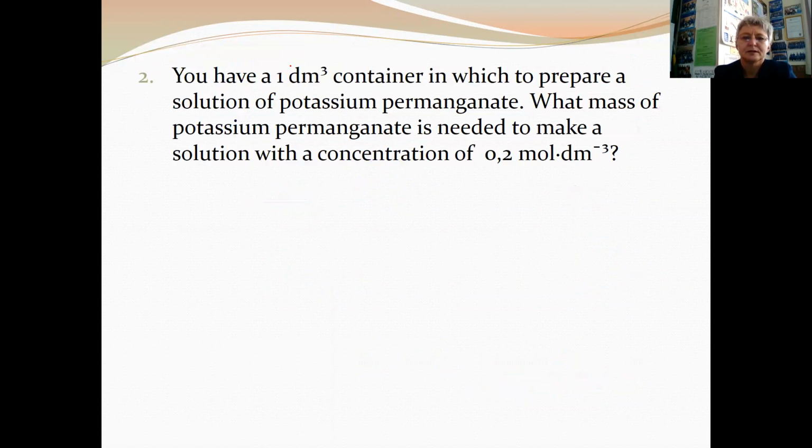Right, the next example says you have a 1 cubic decimeter container in which to prepare a solution of potassium permanganate. What mass of potassium permanganate is needed to make a solution with a concentration of 0.2 mole per cubic decimeter? So they give us the volume of the solution, they give us the concentration of the solution, and they're asking us for the mass. To do this, I need to know the formula for potassium permanganate. It is KMnO4.